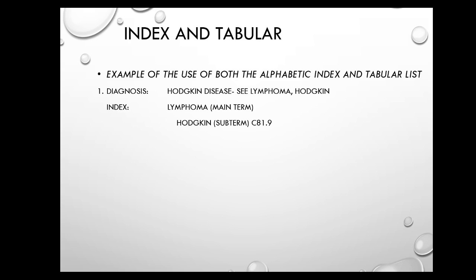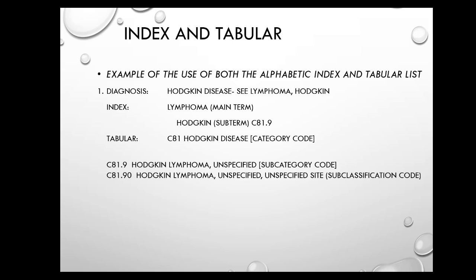The subterm is further indented underneath your main term, just like this example here. So the main term is lymphoma and the subterm is Hodgkin. We are given a reference code of C81.9. We use the reference code C81.9 and verify this code in the tabular list. We begin with the 3-digit category of C81. This category code represents Hodgkin disease.